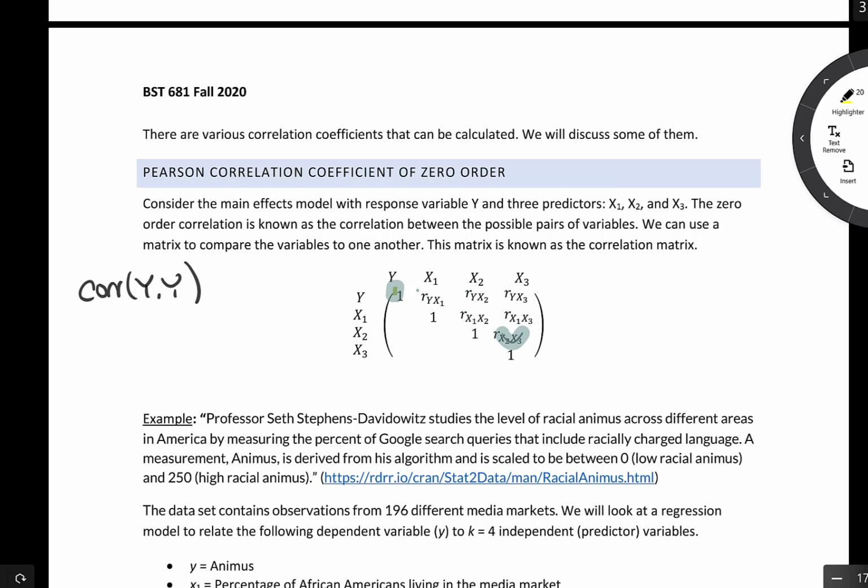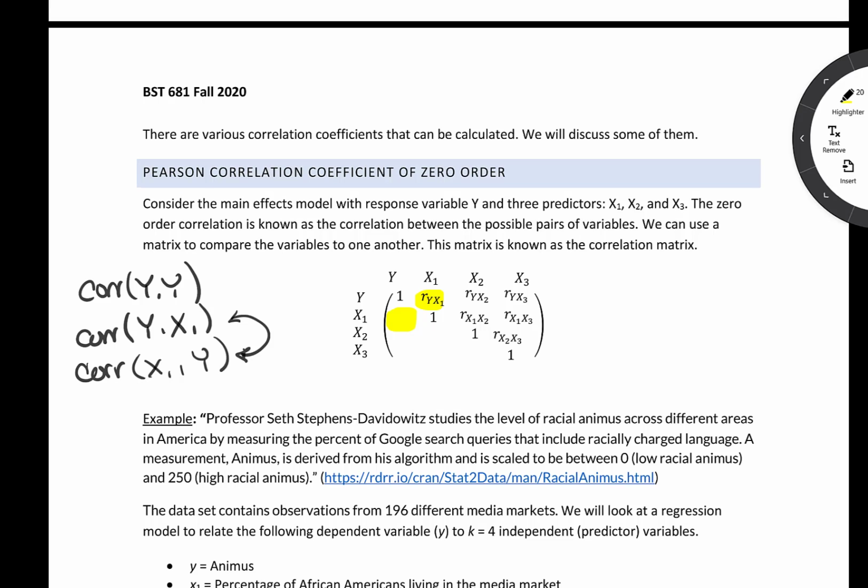Now often with correlation matrices, we write them with only the upper diagonal, so let's talk about why that is. Let's start out by looking at this element right here. Notice that this element is the correlation of y with x1. We could also look at this element right here, which would correspond to the correlation of x1 with y. But notice that these two are the same thing. It doesn't matter which order we calculate the correlation, we're going to get the same value. For this reason, this value and this value are the same.